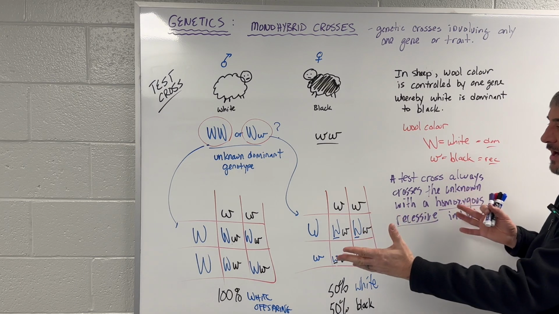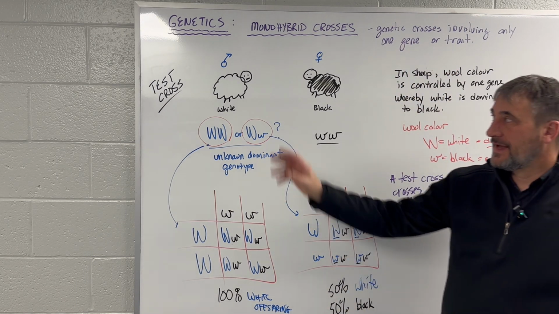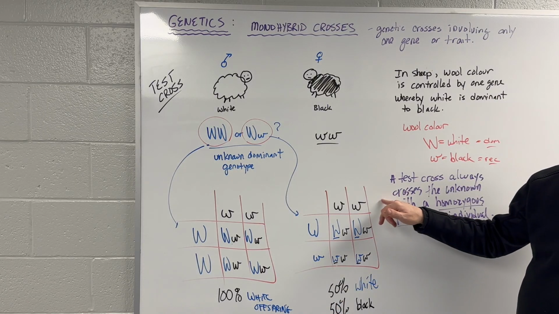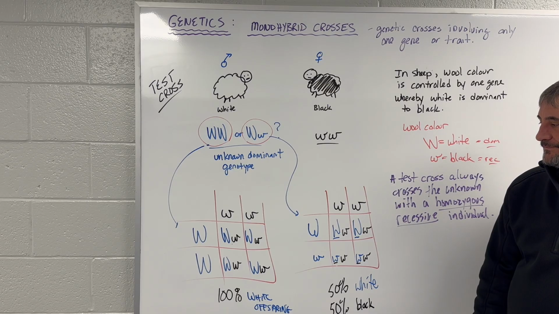Okay, just a monohybrid cross, one gene, specifically a test cross, so we know that one of the parents, we know their genotype is going to be that recessive individual. Very common question on a diploma exam.